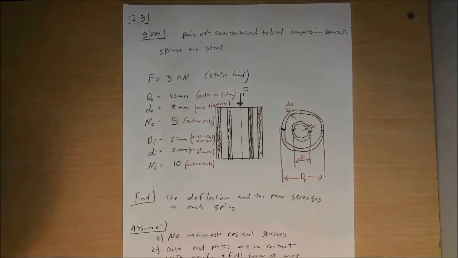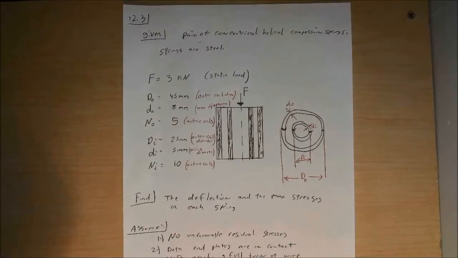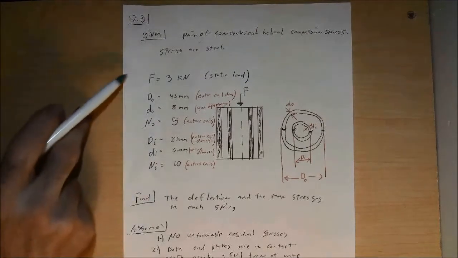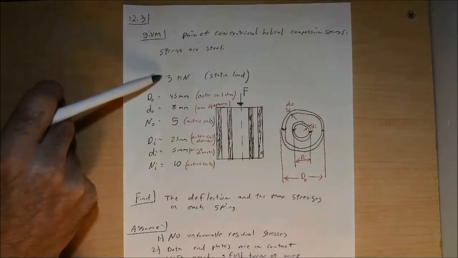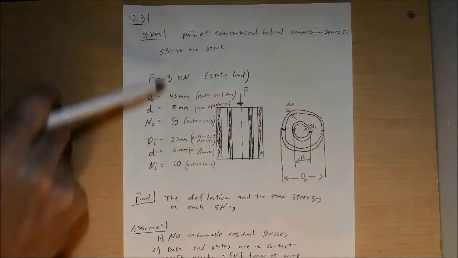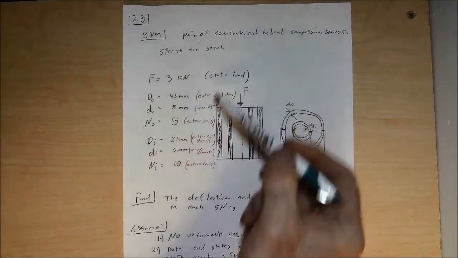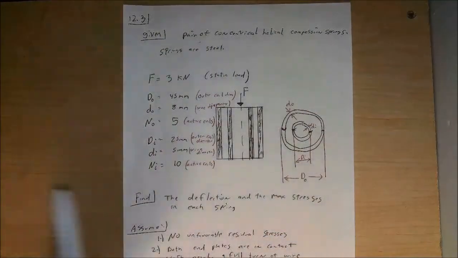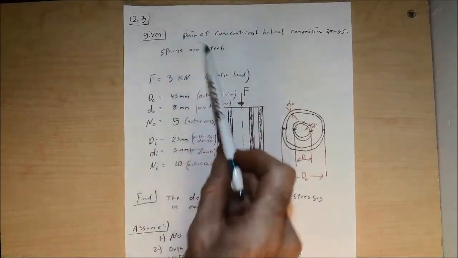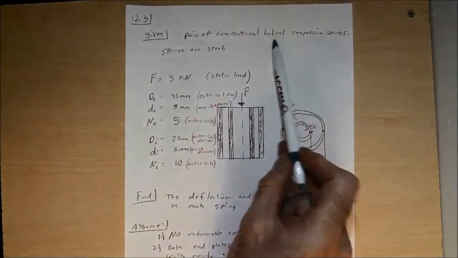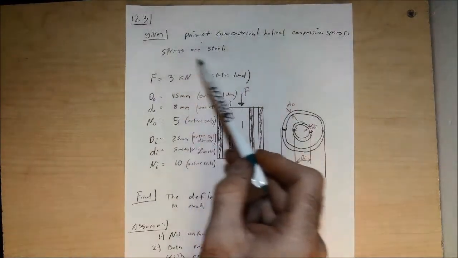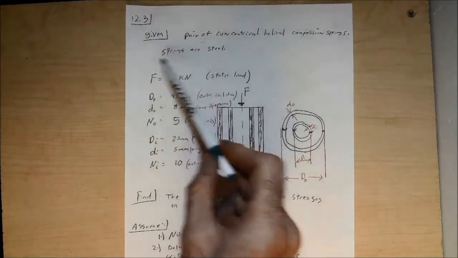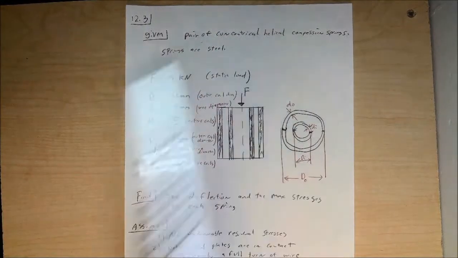So now that we've had a chance to read through the problem statement and look at the given diagram, the next thing we want to do is identify all of the information that's given to us in this problem statement. So what we do here is we write down all of our variable names, what our values are, our units that we're dealing with, and how they relate to our problem. We know for this problem we have a pair of concentric helical compression springs, and these are going to be made of steel, so it's going to help us know where to look things up.